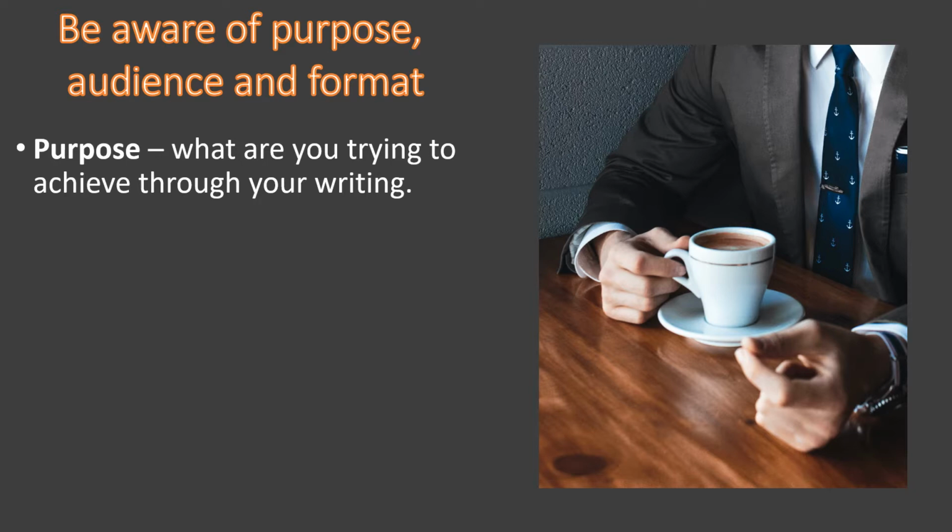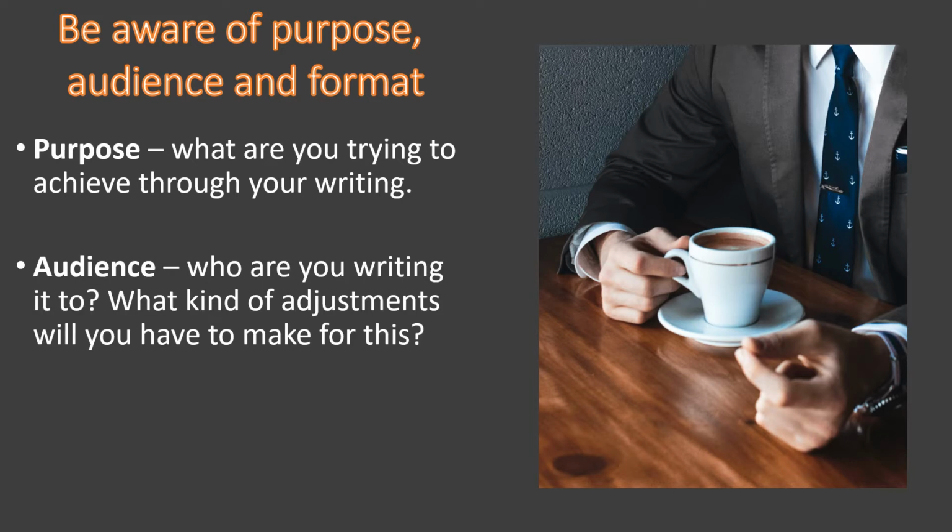So first of all, we've got purpose. Now this is what you're trying to achieve through your writing, whether you're trying to inform them or persuade them or maybe advise them on something. Next we have audience, so that's who you're actually writing it to and what kind of adjustments will you have to make for this. Will you have to write informally, which is kind of a relaxed style, or would you have to write very formally, as if you're writing to a boss or something like that?